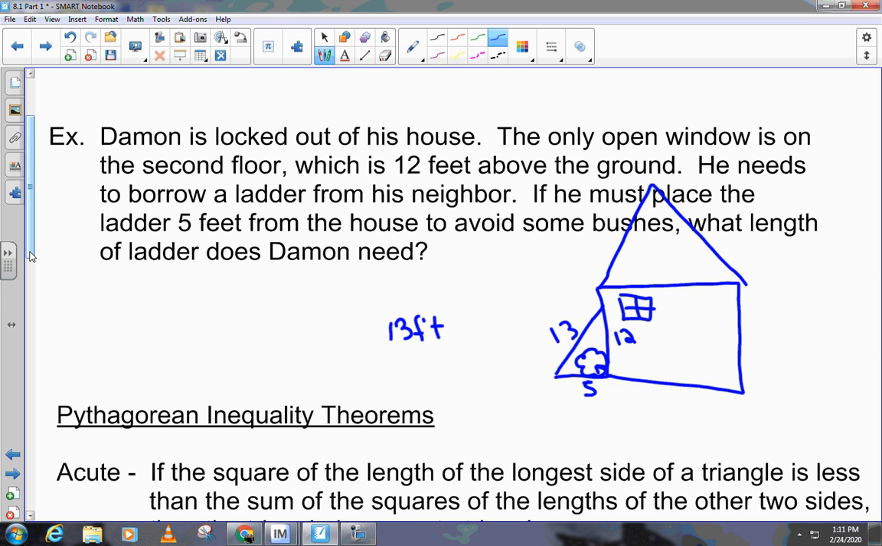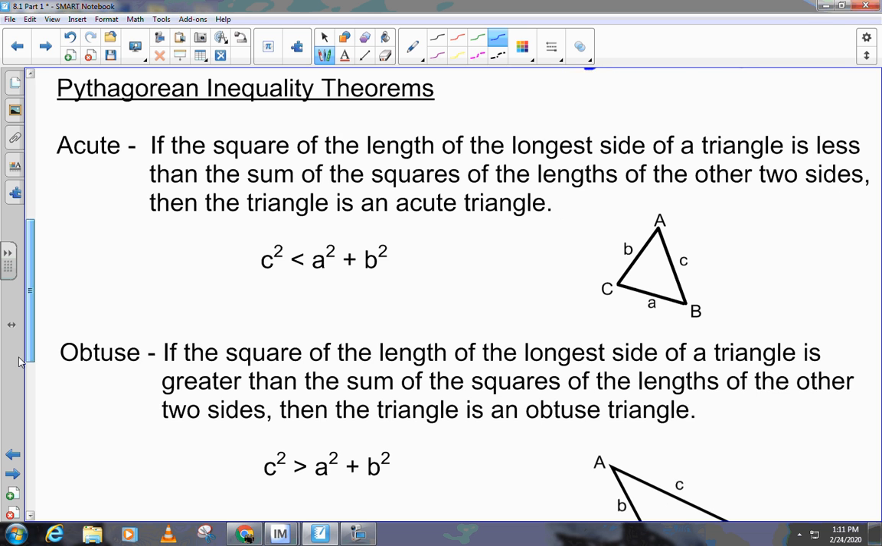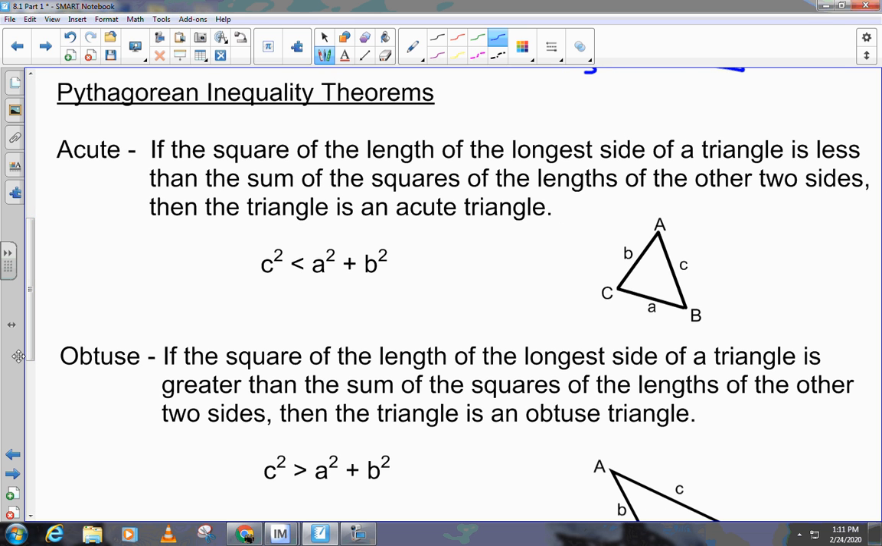All right. Now, this last thing is probably something new. We may or may not have had this before. But this is called the Pythagorean inequality theorems. Basically, we can use a form of the Pythagorean theorem to determine if it's an acute or an obtuse triangle. If it satisfies the Pythagorean theorem, it's right. But then we can test to see if it's acute or obtuse also.